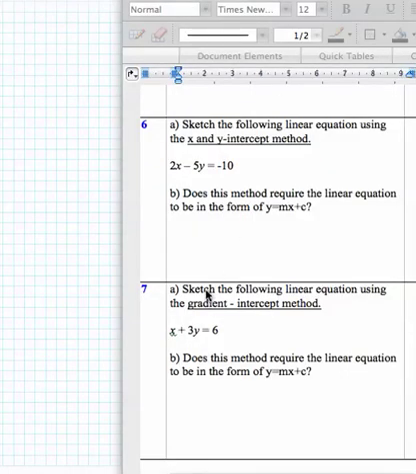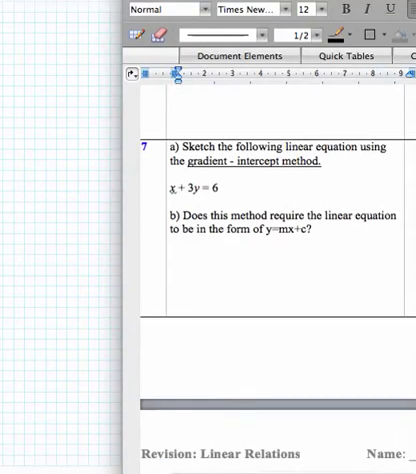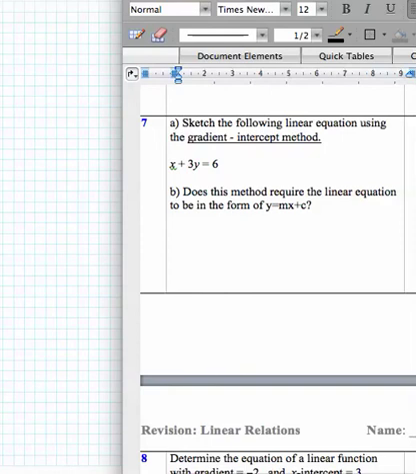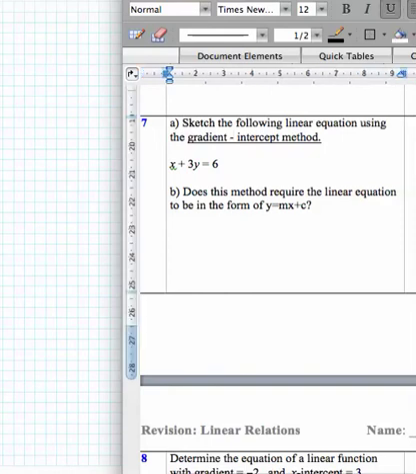So question 7 asks us to sketch the following linear equation, but using a different method, using the gradient and intercept method. It's sometimes called the gradient and y-intercept method. So the intercept is referring to the y-intercept. So if you don't see y-intercept sometimes, just intercept, you know it's the y-intercept. Now for B, it asks us, does this method require the linear equation to be in the form of y equals mx plus c? The answer is yes. We can't use this method unless our equation is in this form, because if it's not in this form, we can't see our gradient and we can't see our starting point, which is the y-intercept.